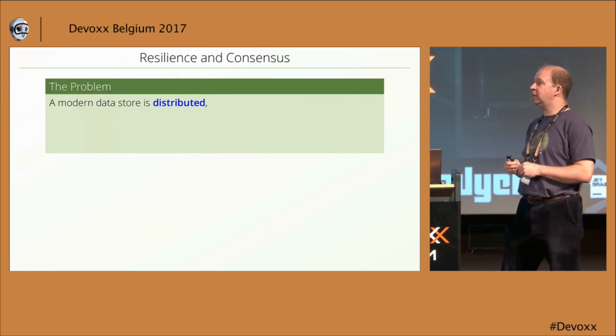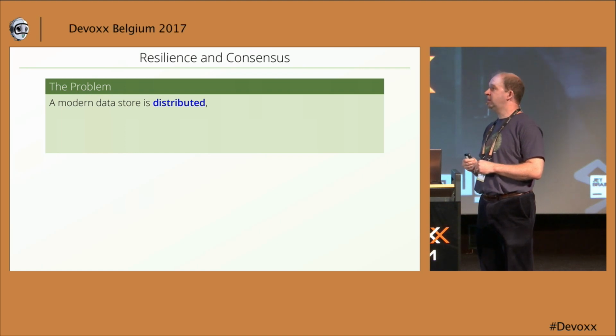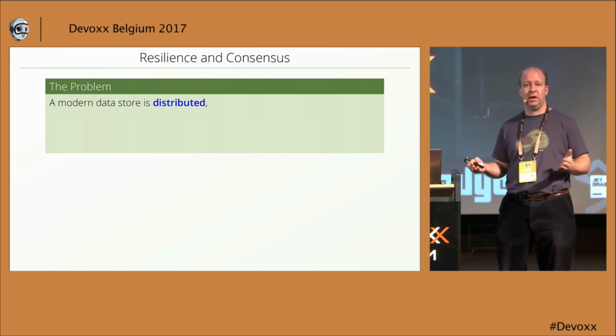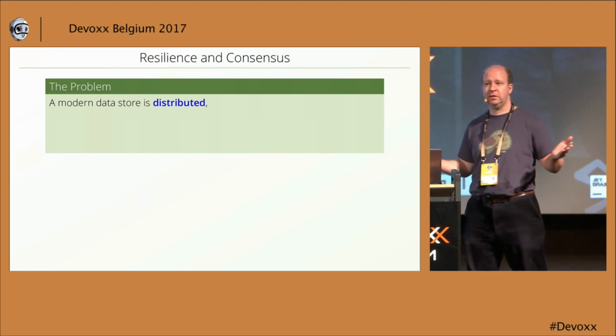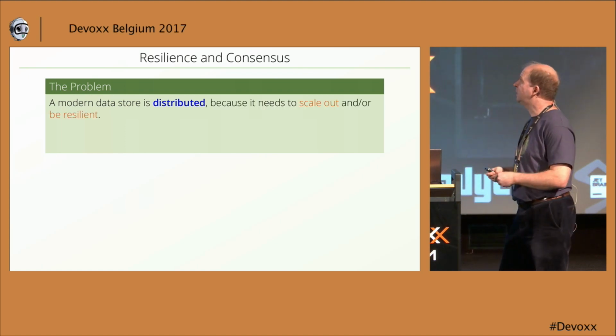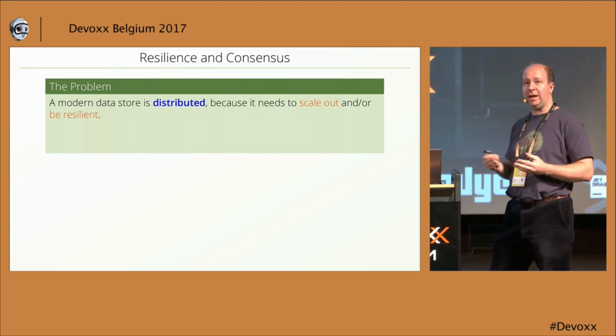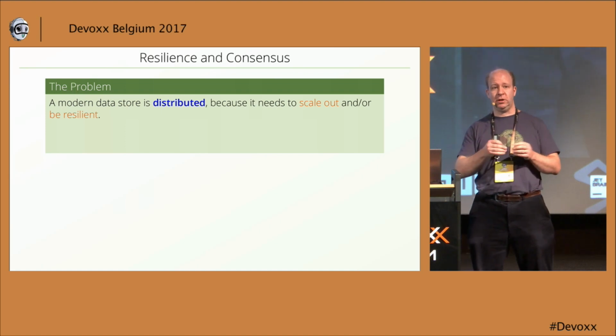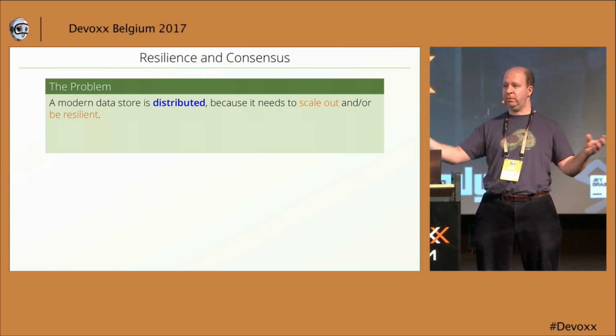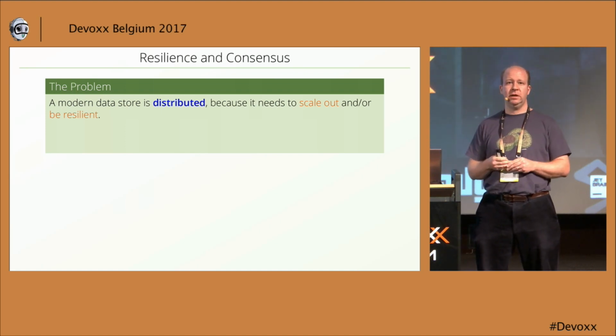So let's talk about resilience and consensus. Modern data stores are distributed. Why is that? There's essentially 2 reasons for that. One is you want to scale out, you want to be able to use a lot of computers at the same time, and you want them to appear to be a single database.